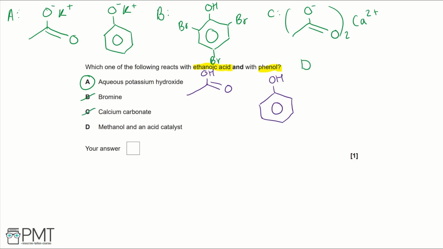Finally, if we look at D, we have methanol and an acid catalyst. Methanol and an acid catalyst are the reagents for esterification, but you need a carboxylic acid, which can be found in ethanoic acid, where we have this ester group being formed here, where the double bonded oxygen is coming from the carboxylic acid and the single bonded oxygen is coming from the methanol. So here we've got our ester, but it doesn't react with phenol because phenol doesn't have a carboxylic acid group for it to form an ester. So D only reacts with ethanoic acid, so it can't be our answer.